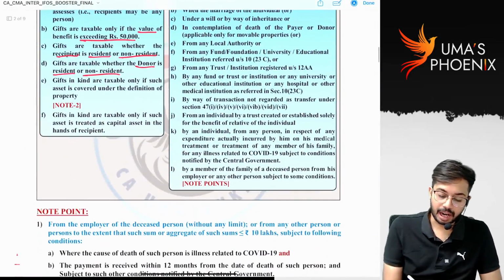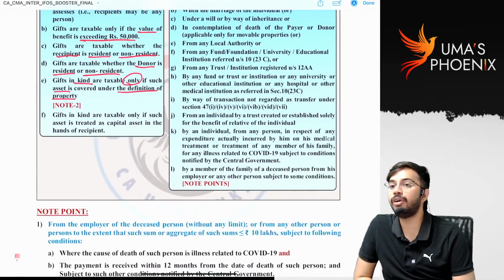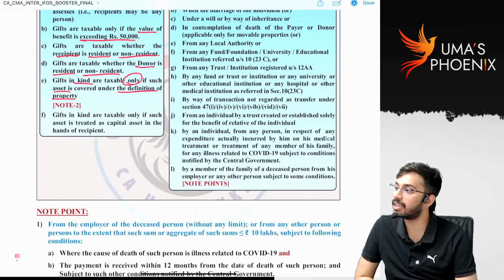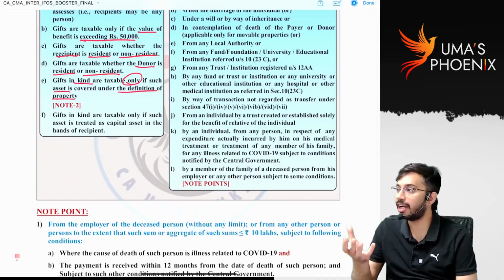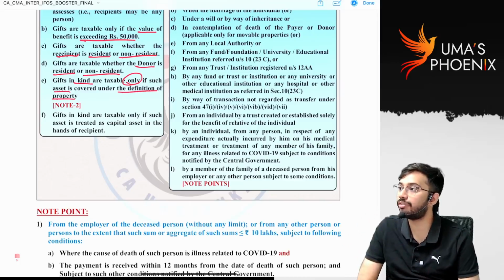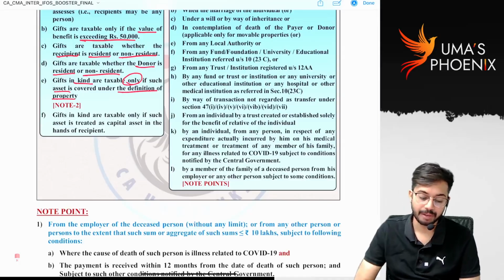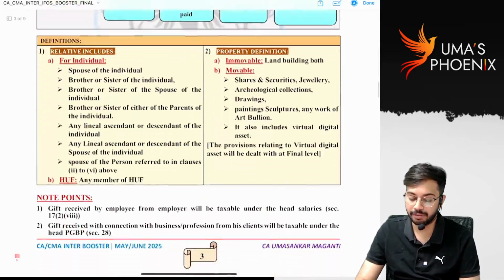Next, gifts in kind are taxable only if such asset is covered under the definition of property. If you have received a gift in cash, and the value of the gift is more than 50,000, it is fully taxable. But if you have received a gift in the form of kind, then you have to check whether the gift received is falling under the definition of movable asset or not. Only if it is covered under the definition of property, then only the gift is taxable.